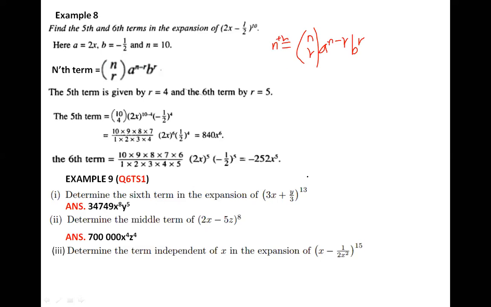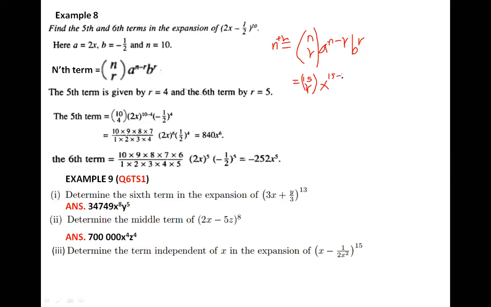So now it is just a matter of replacing things there. Your n there is 15 in this question. So n is 15, choose r. You don't know your r, so you just write r there. And then the value of a that has been given is x, raised to the power 15 minus r.